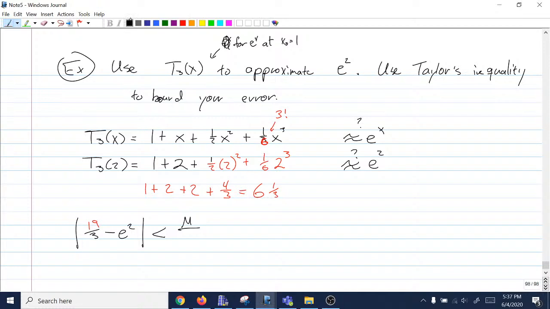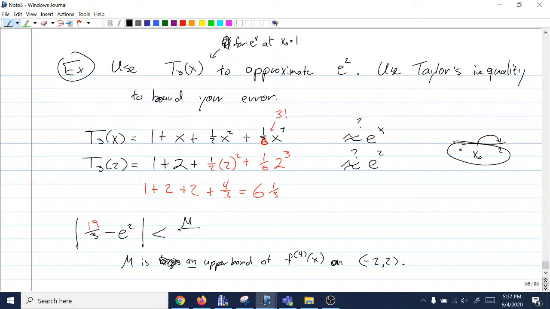How good of an estimate is this? I need this M value that I'll figure out in a second. M is an upper bound of the fourth derivative of x on the interval from -2 to 2. How big does the fourth derivative get between -2 and 2? If you want to use the inequality to jump out at a distance of 2 away, then that's the window you have to use. Even if the function only gets bad up here, I still have to think about the whole thing, is the way Taylor's inequality is stated.